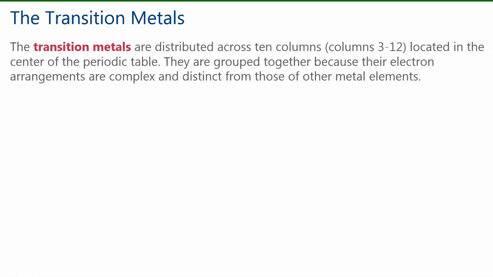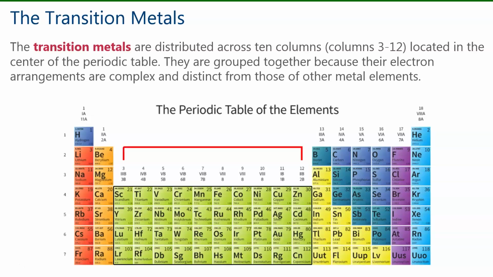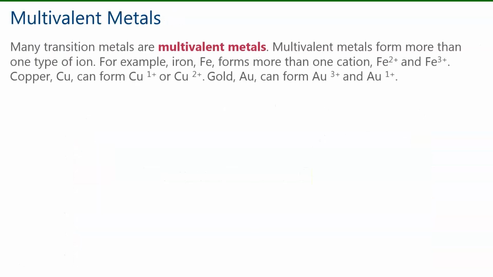Remember that the transition metals are distributed across 10 columns, columns 3 to 12, located in the center of the periodic table. They are grouped together because their electron arrangements are complex and distinct from those of other metal elements. Many transition metals are multivalent metals. What that means is multivalent metals form more than one type of ion.